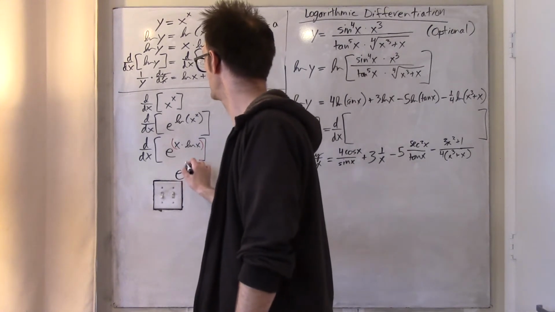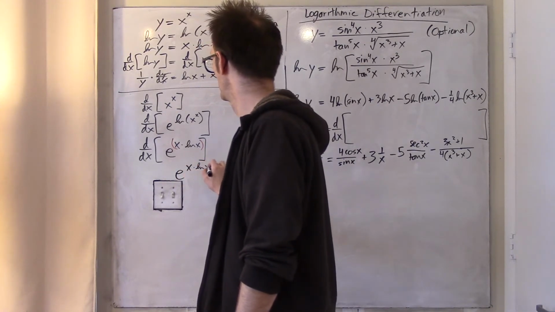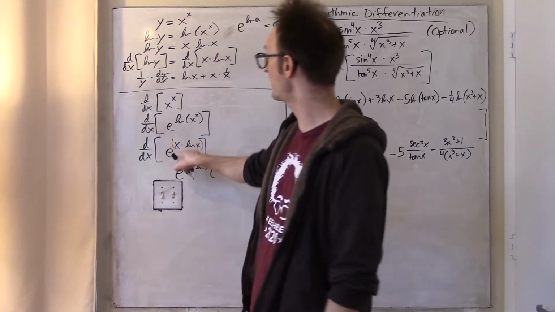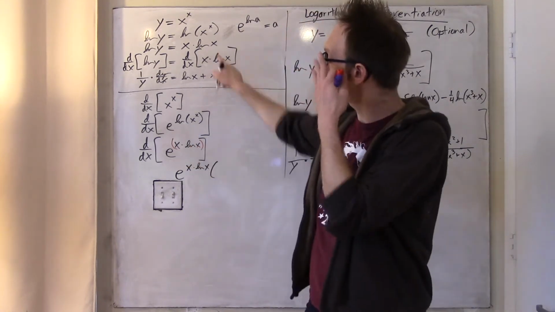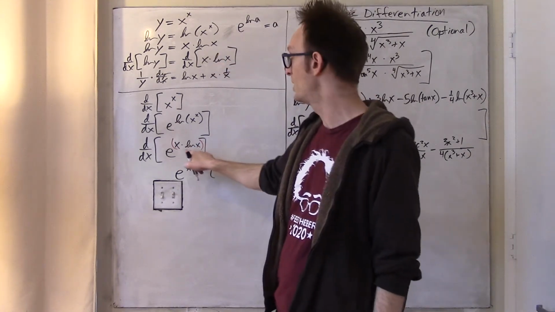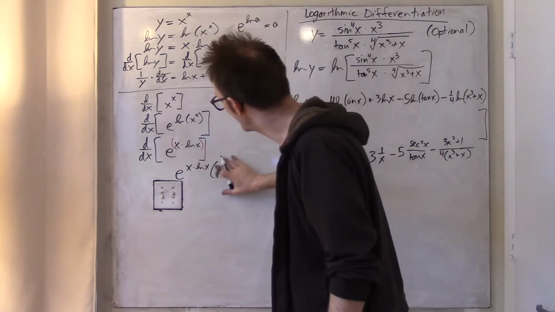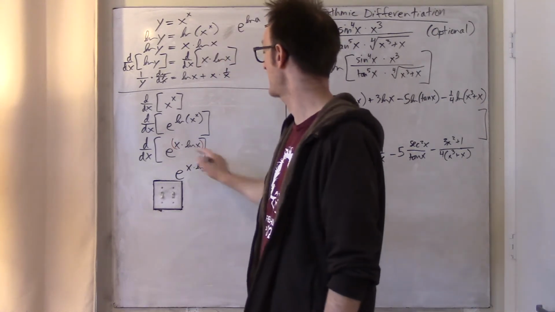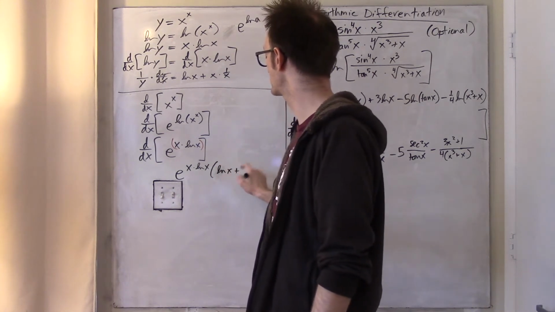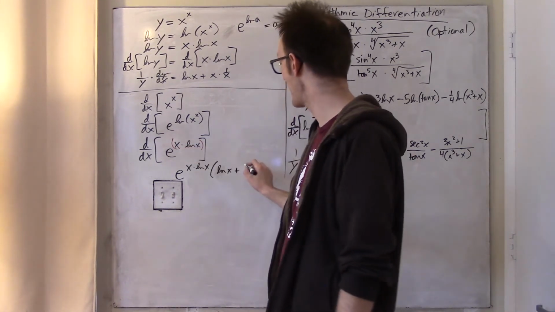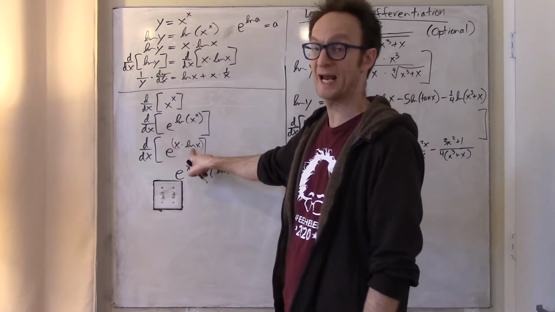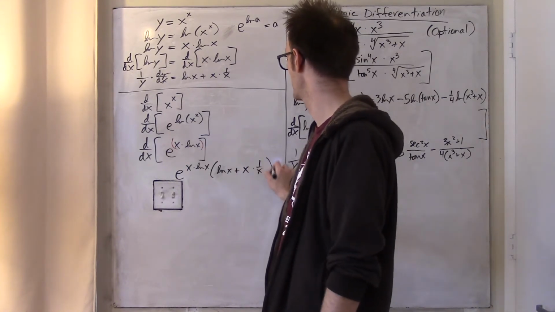Well, it's e to the x ln x back inside for the derivative of x ln x, which we've already seen. This requires the product rule: the derivative of the first, x, which is 1, times the second, plus the first, x, times the derivative of the second. The derivative of ln x is 1 over x.